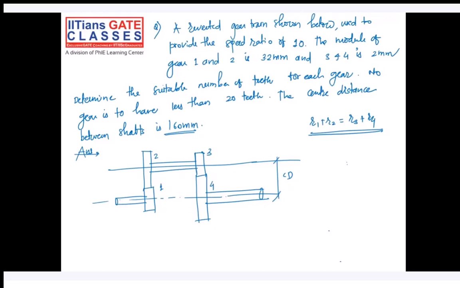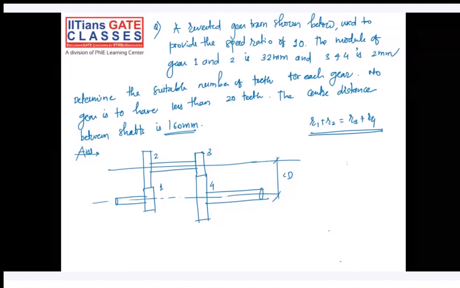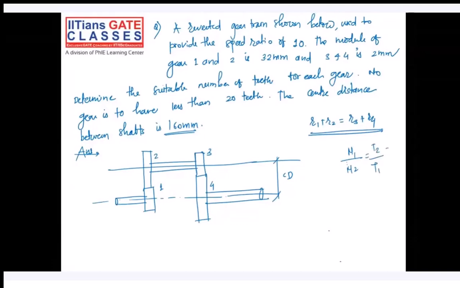Okay, I will wait for 4 minutes. One more input they have given. I can see in this question they have not given it, but later in the solution they have assumed it, so I'll give you that at this point. N1 by N2 is equal to T2 by T1, and R is equal to 5. So take this. This is one data.